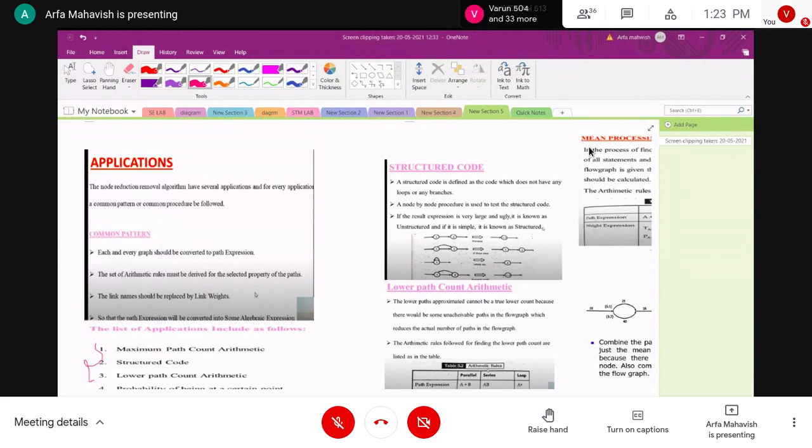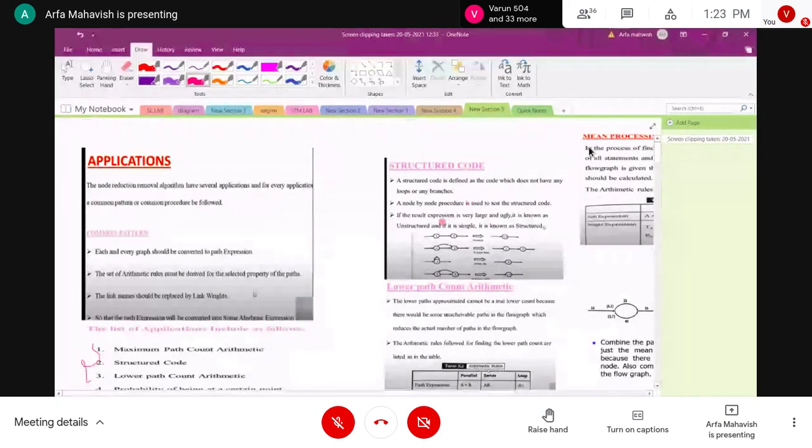The structured flow graph doesn't accept any kind of loops. So the node-to-node reduction process is used to test the structural code. Here we test node by node; this procedure is used to test the structural code. So look at this picture, guys. This one is very large and ugly. It is known as unstructured. And just now I have told you this is the point for the structural code.